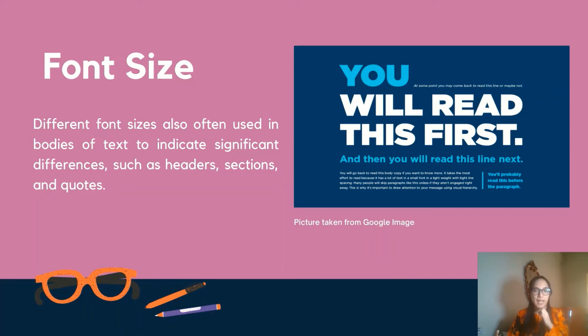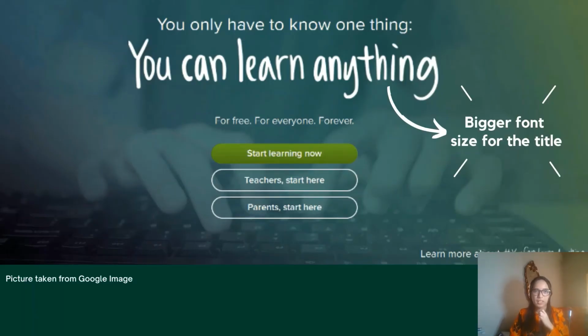Different font sizes are also often used in bodies of text to indicate significant differences, such as the headers, sections, and quotes. Secondary content, such as image captions, is usually smaller so as not to compete with the main body of text. For example, the Khan Academy website, which is an e-learning website, has also applied the concept of size and scale in their fonts.